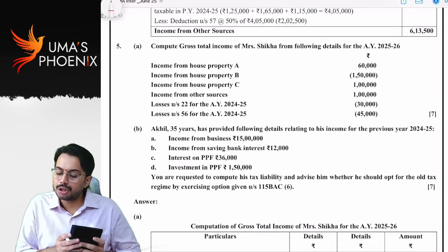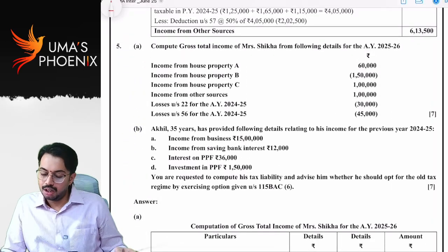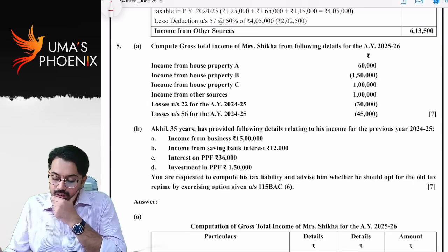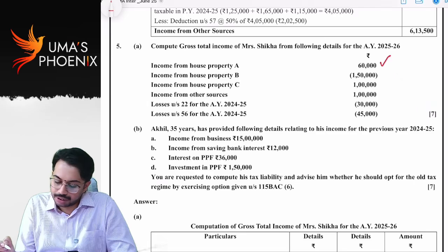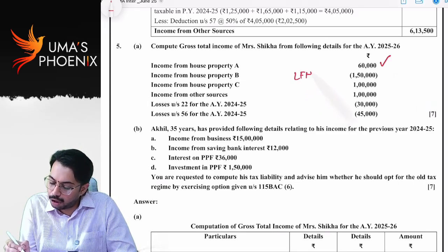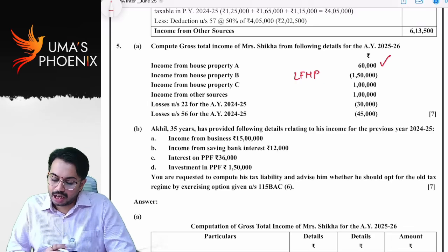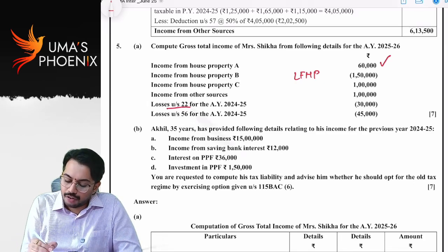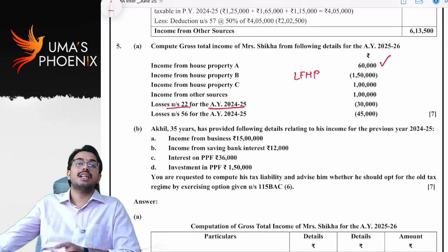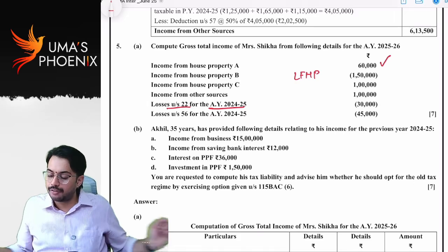Next, compute gross total income. Now, income from house property 60,000. Actually, this is loss from house property. These are brought forward losses. Losses under section 22. Those are brought forward losses.